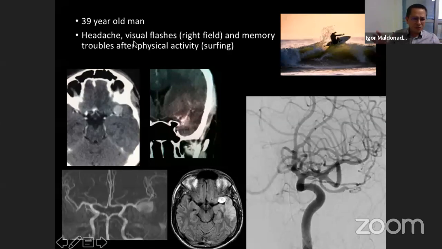He had some visual flashes, strange ones, memory troubles. And he was very precise, reporting that this started after a day surfing at the beach, a whole day surfing. And then he comes to the emergency department, once again through the neurology department.